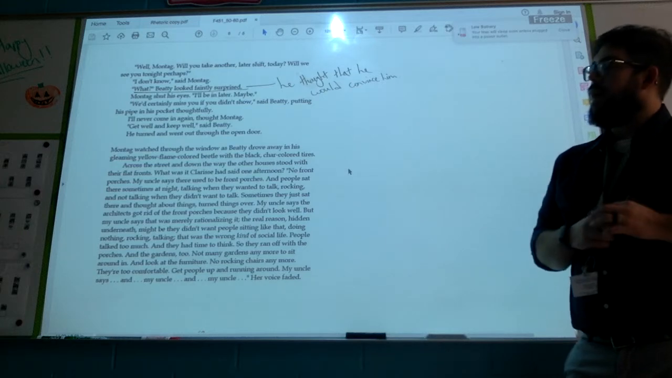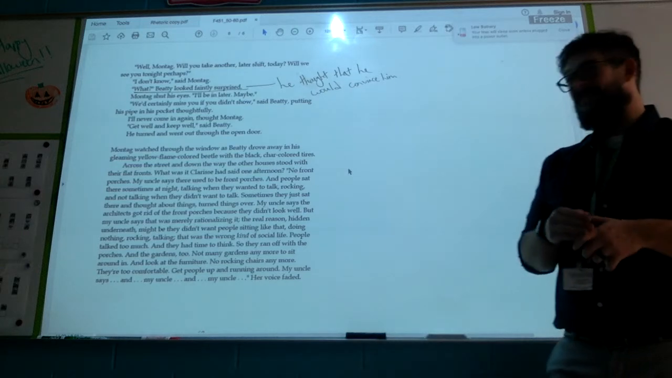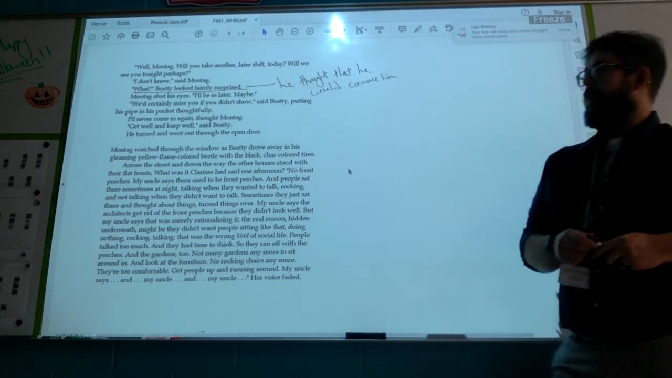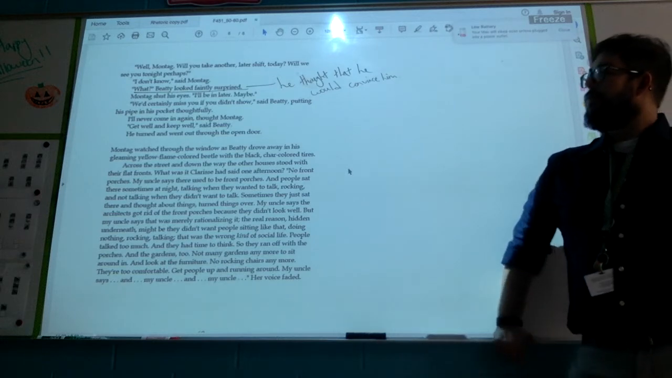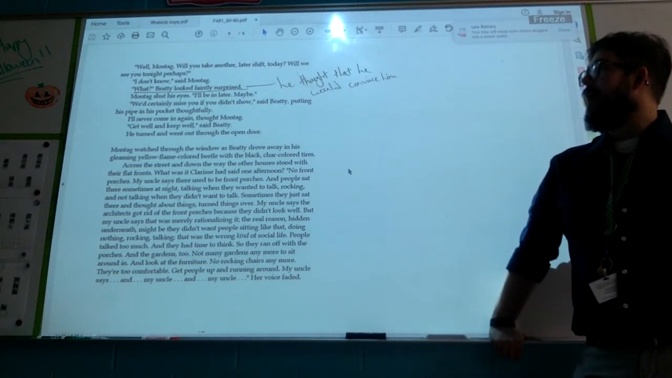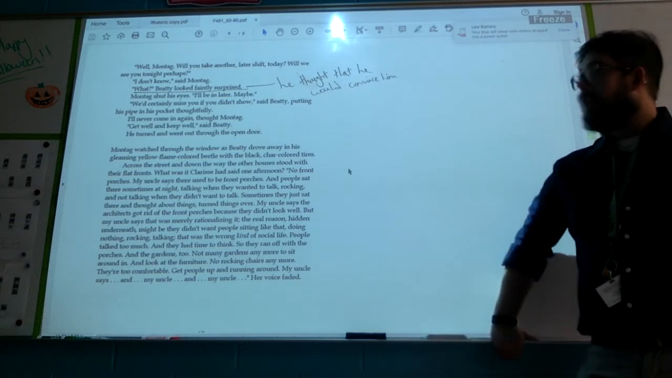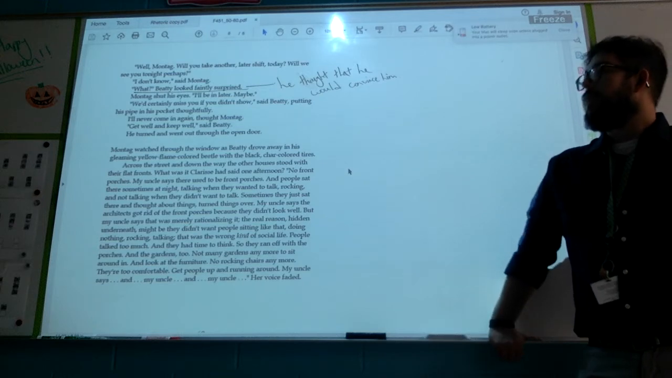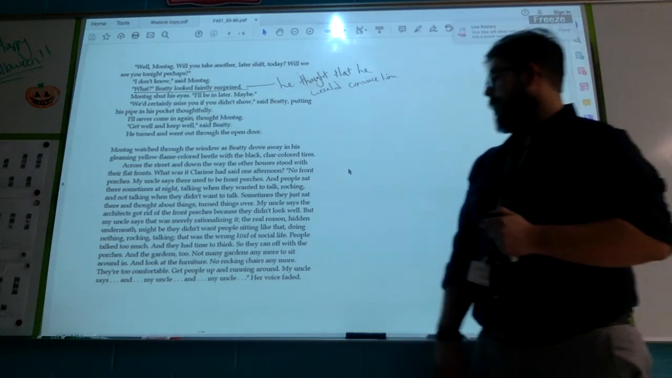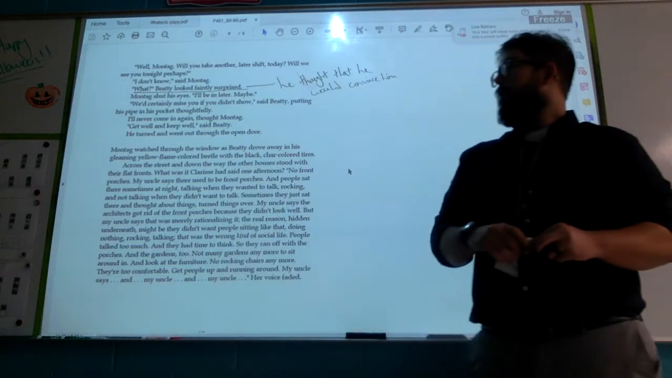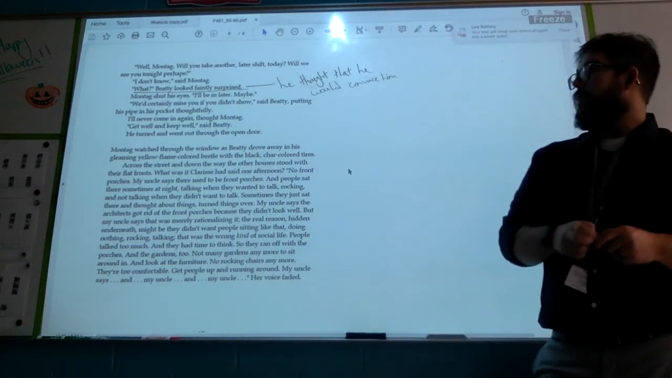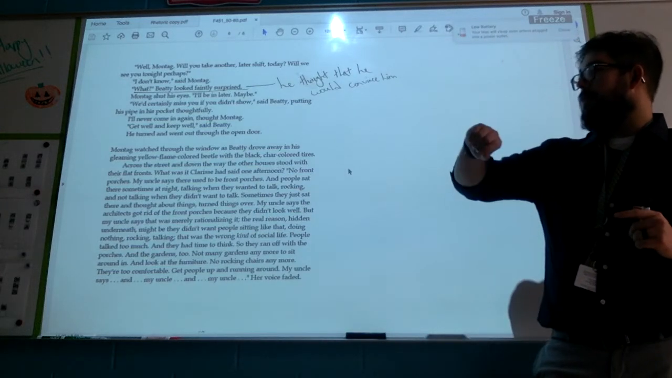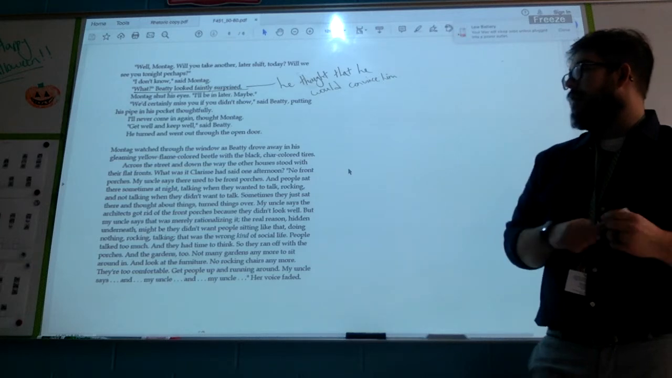Montag shut his eyes. I'll be in later. Maybe. We'd certainly miss you if you didn't show, said Beatty, putting his pipe in his pocket thoughtfully. I'll never come in again, thought Montag. Get well and keep well, said Beatty. He turned and went out through the open door. Montag watched through the window as Beatty drove away in his gleaming yellow flame-colored Beetle with the black char-colored tires.